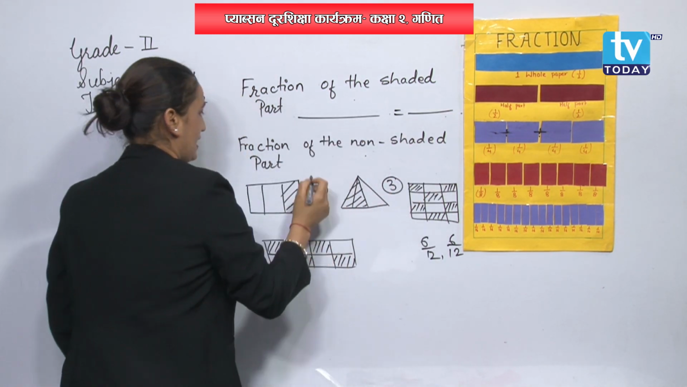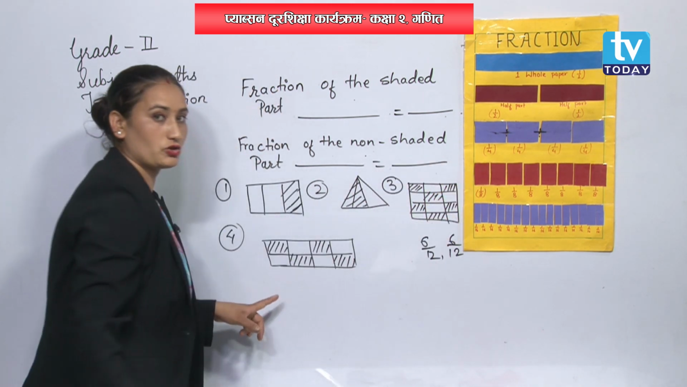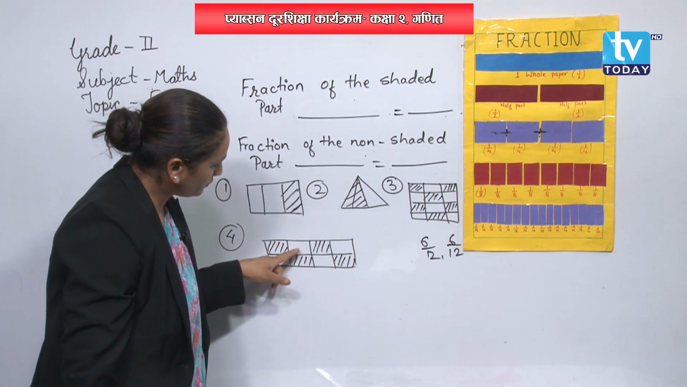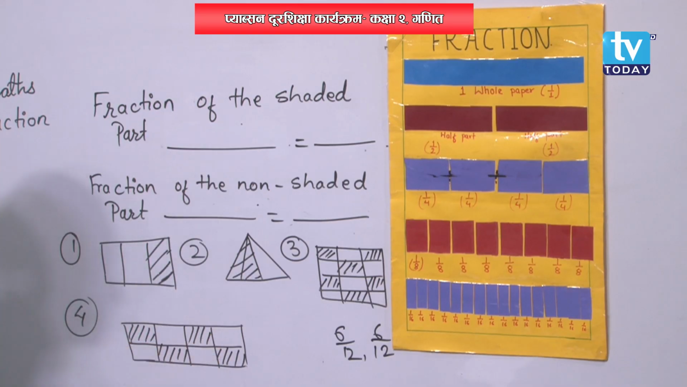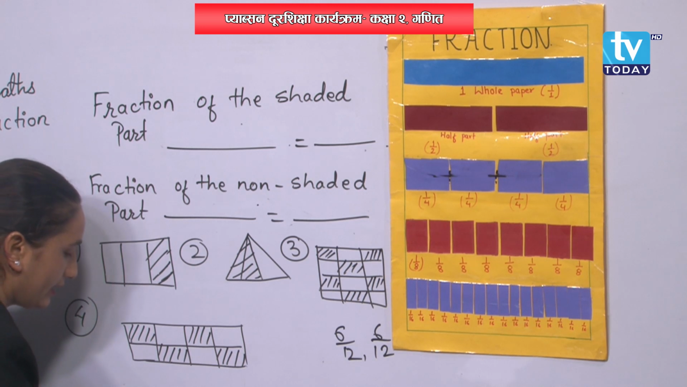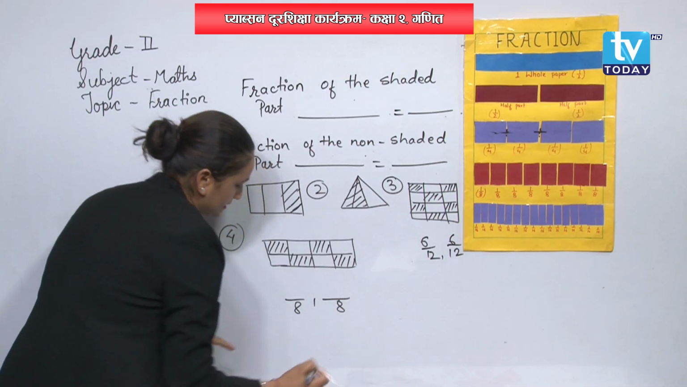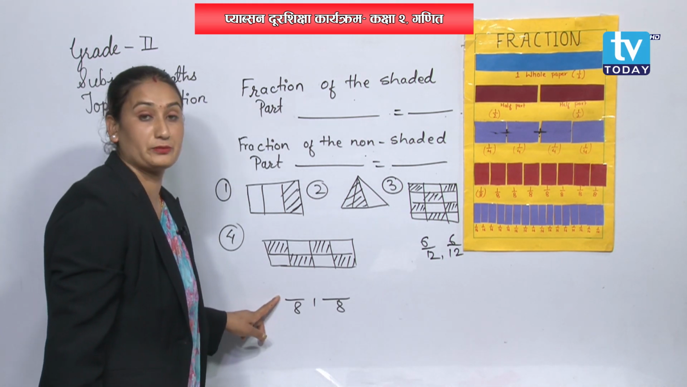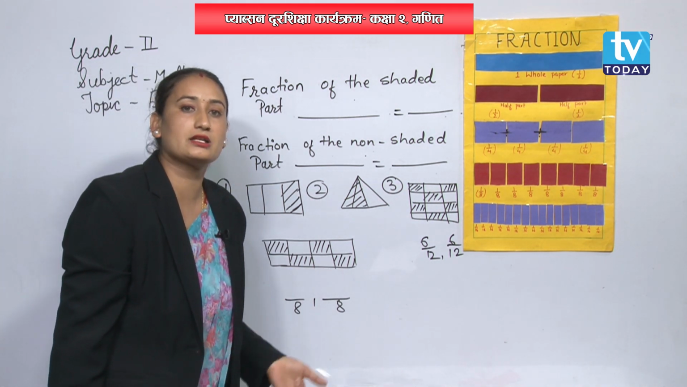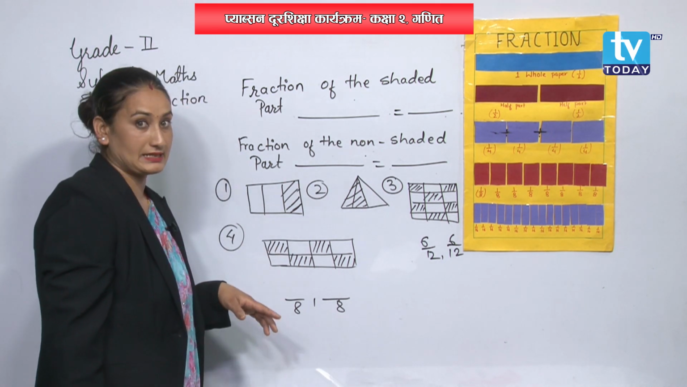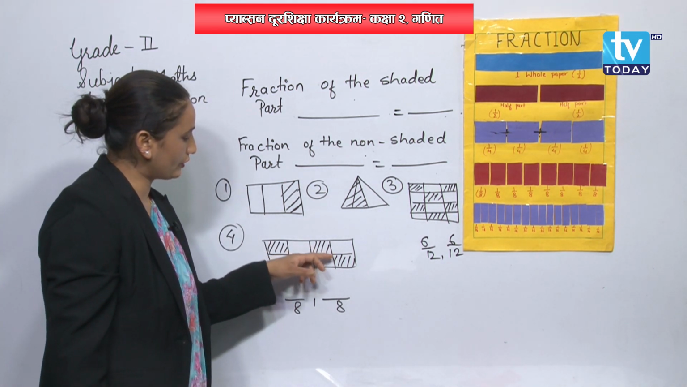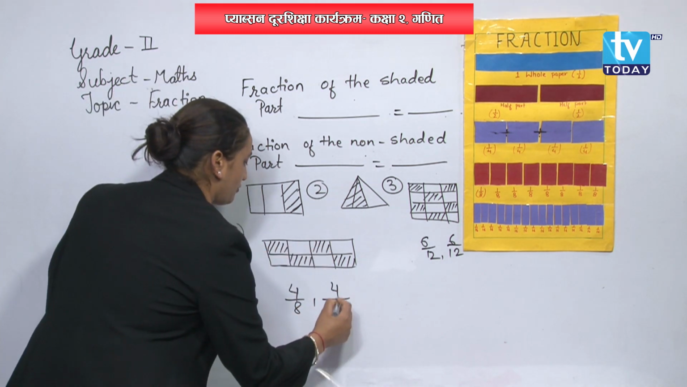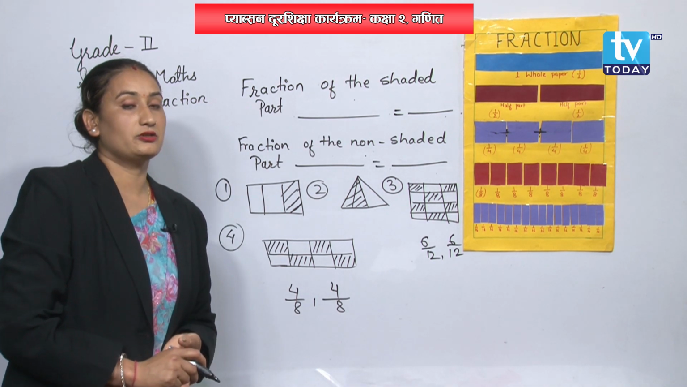Okay, now this is the last question, students. See, now let's count the number once again. 1, 2, 3, 4, 5, 6, 7, 8. How many parts are there? 8 parts. Now you can write it this way, 8 parts. 8 is for this one, the first one is for the shaded part and the second one is for the non-shaded part. How many parts are shaded? Let's count. 1, 2, 3, 4. Another 4.